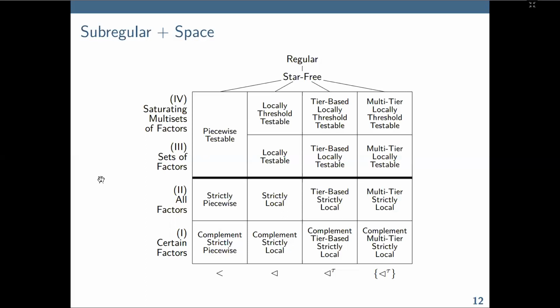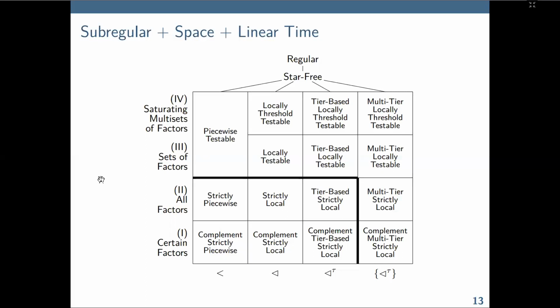When we do that, we restrict the hypothesis class even further. The learners that can only entertain subregular classes, and are cheap in space and linear time, are exactly the strictly piecewise, strictly local, tier-based strictly local classes and their complements. Okay? So this is a pretty restricted learner, and it's also quite easy to test these predictions.